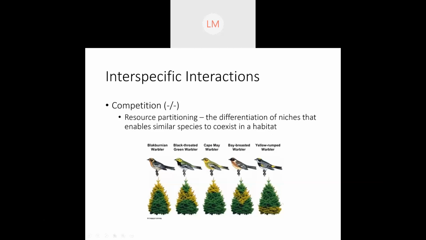So our yellow-rumped warbler is going to live at the bottom of the tree. Our bay-breasted warbler is going to live in this middle part of the tree. Our Cape May warbler is going to live at the top of the tree. Okay, they've partitioned these resources in order to coexist in a habitat. So none of these warblers are going extinct, but they have kind of adjusted the resources that they're using in order to coexist in a habitat with other species.